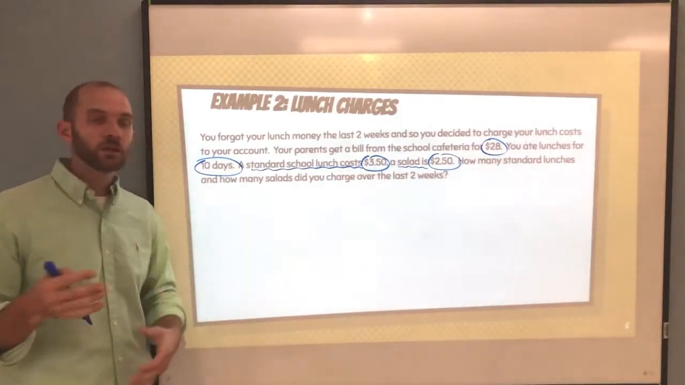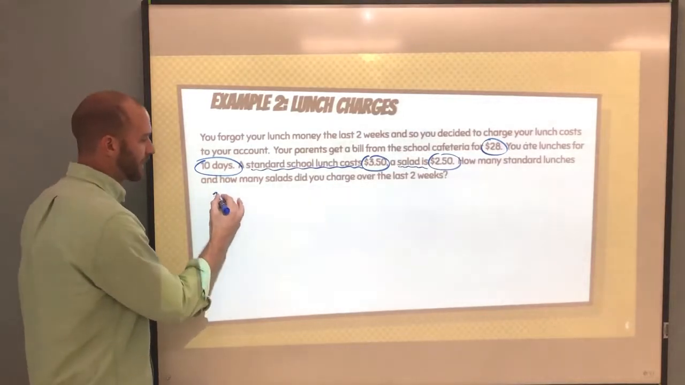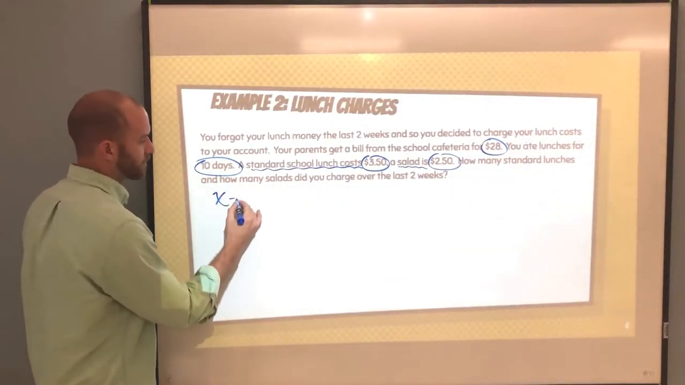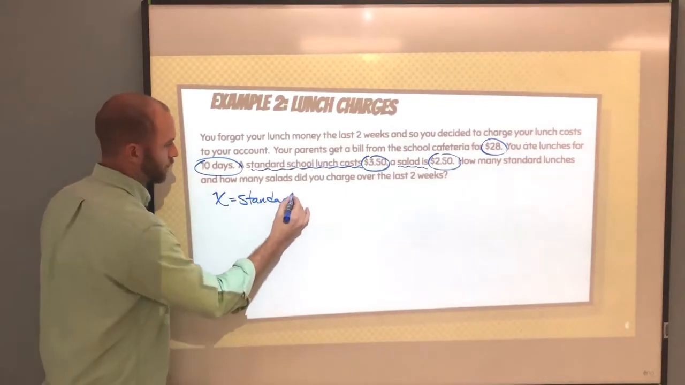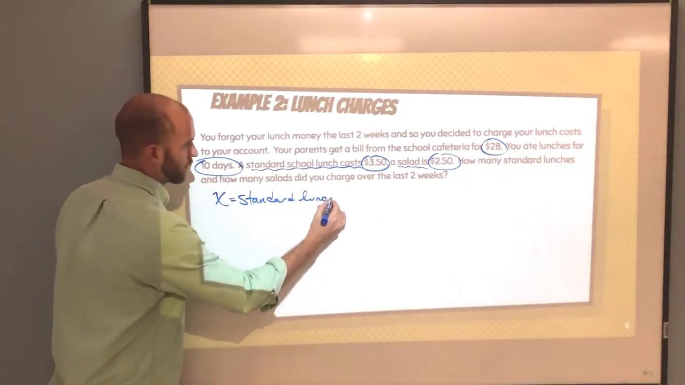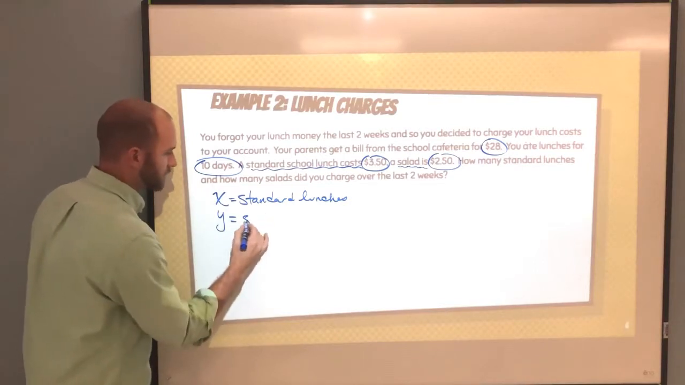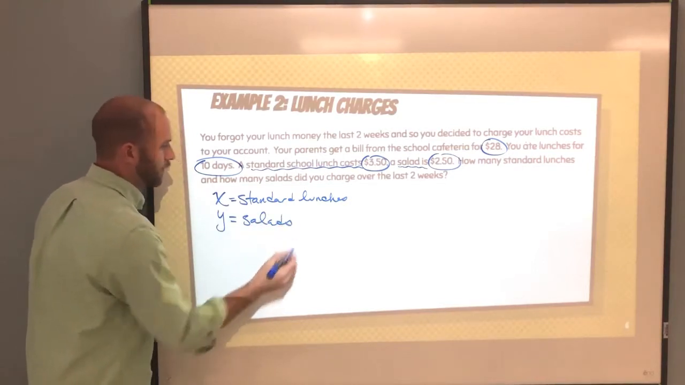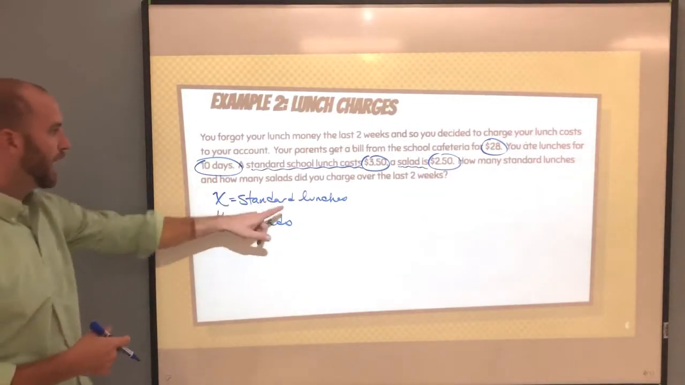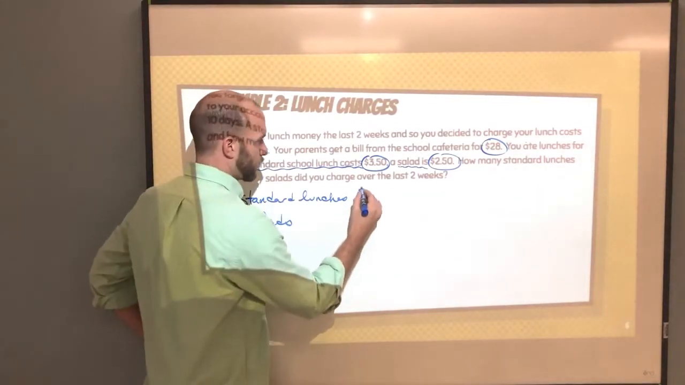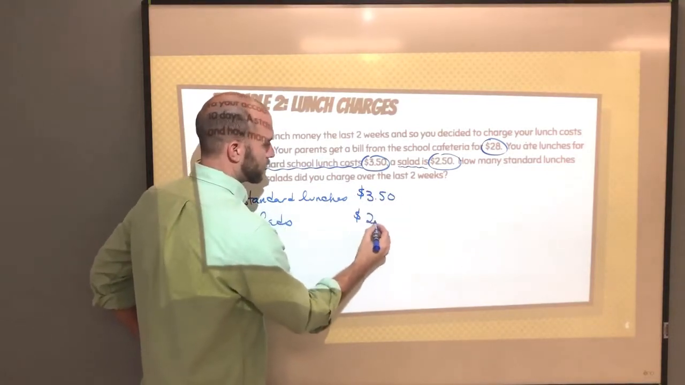So the first thing I want to do here is annotate, read carefully. Let's set up some variables. Let's let X be the number of standard lunches. And let's let Y be the number of salads. Okay? What else do we know about X and Y? Well, X costs us $3.50 and Y costs us $2.50.